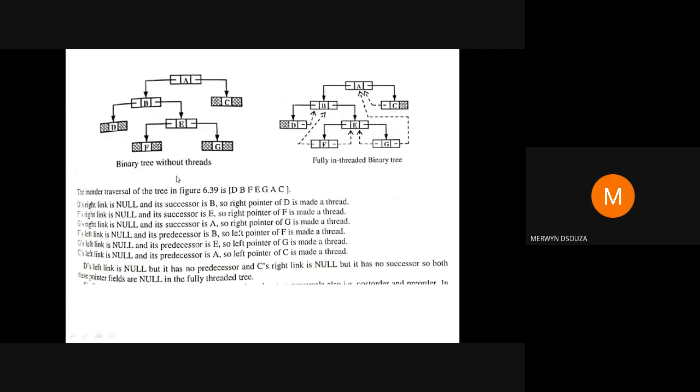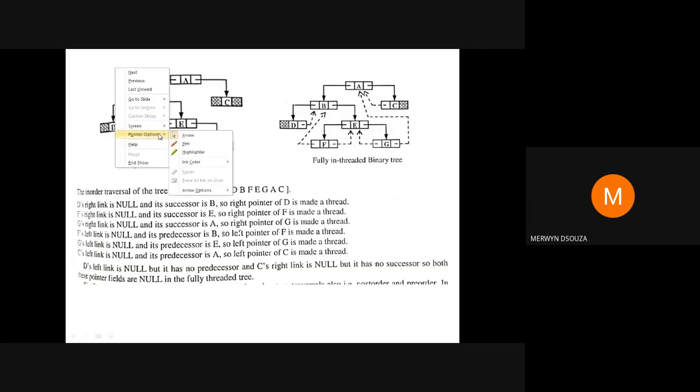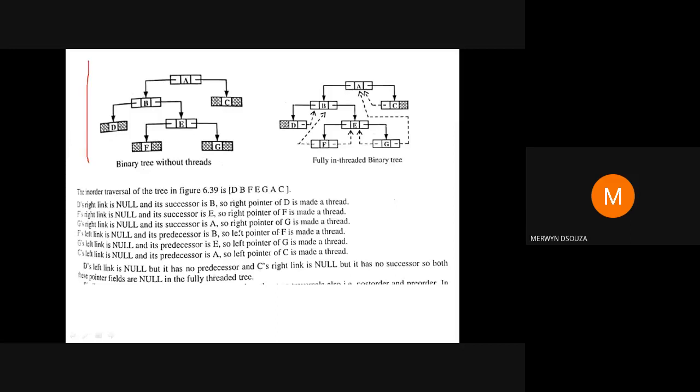So here, when you're given this binary tree, first you have to do the in-order traversal. So you need to find out the in-order traversal. Once you do the in-order traversal, you will get some sequence of nodes. So suppose this is the sequence of nodes that you have got.